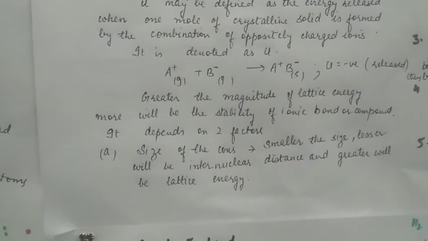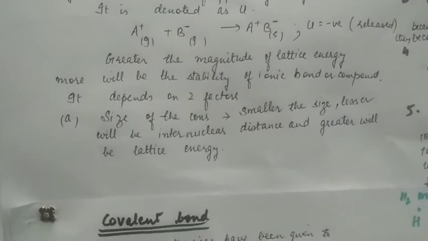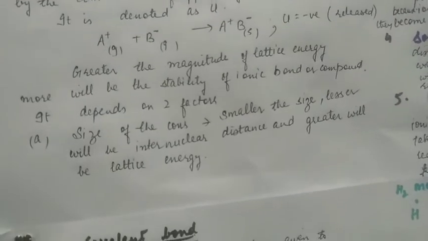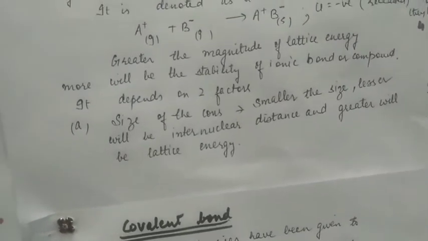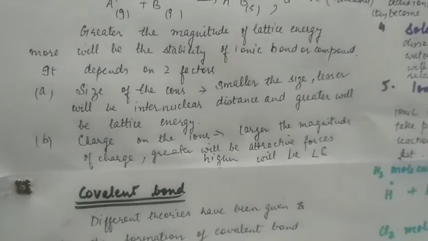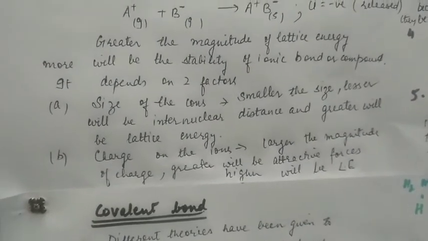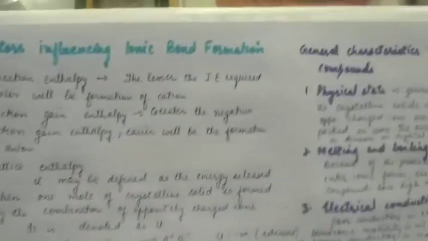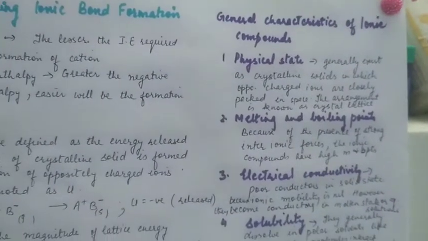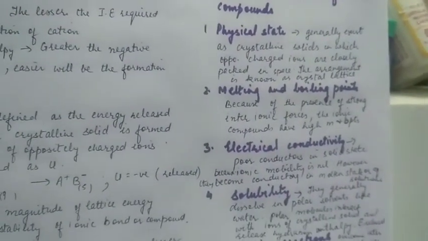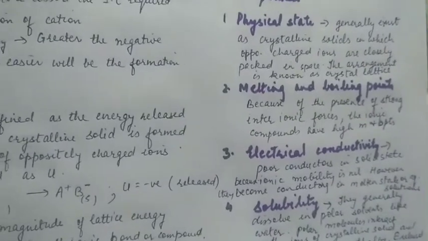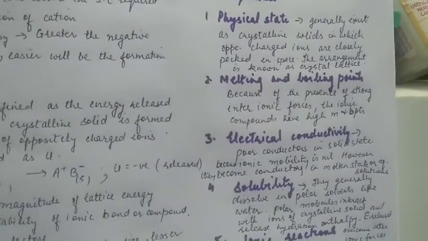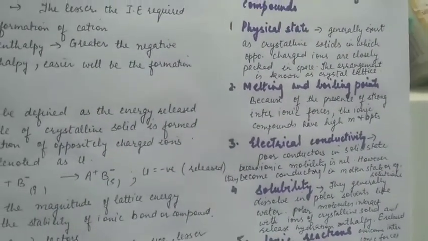This lattice enthalpy or energy depends on 2 factors: size of ions. Smaller the size, lesser will be internuclear distance, and greater will be the lattice energy. Charge on the ions. Larger the magnitude of charge, greater will be the attractive forces and higher will be the lattice enthalpy. General characteristics of ionic compounds. Physical state. Ionic compounds generally exist as crystalline solid in which oppositely charged ions are closely packed in space. The arrangement is known as crystal lattice.